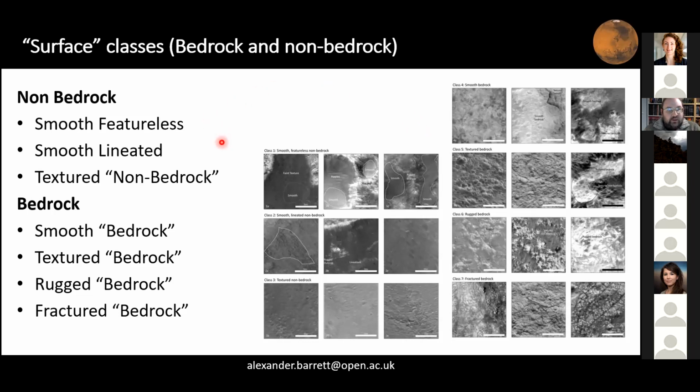So broadly speaking, this section of the ontology is an ascending roughness scale. We have the very smooth, featureless, non-bedrock terrain as our smoothest, and then this gets gradually rougher throughout the non-bedrock. And then the bedrock textures are much rougher again, going up to really rugged and fractured things at the top of the scale. And we found that approach worked quite well for dividing up this continuous sequence.